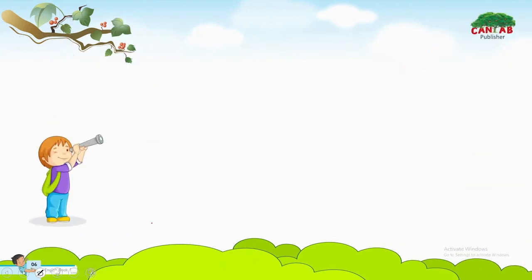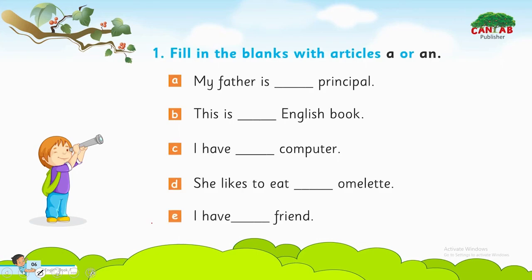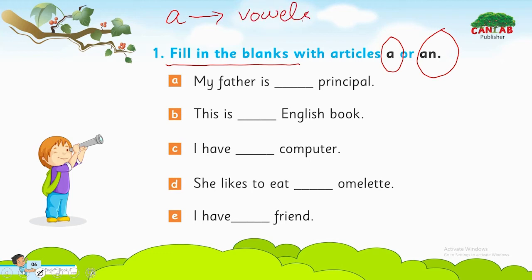So students, we are going towards our next slide, and this is the task that we will do now. You should have your books in your hand. You have to fill in the blanks with the articles a and an. As we have practiced in the previous slides, a is used where? Before vowels? No. There is something that you people are missing. A is not used before vowels. An is used before vowels, and a is used before consonants.